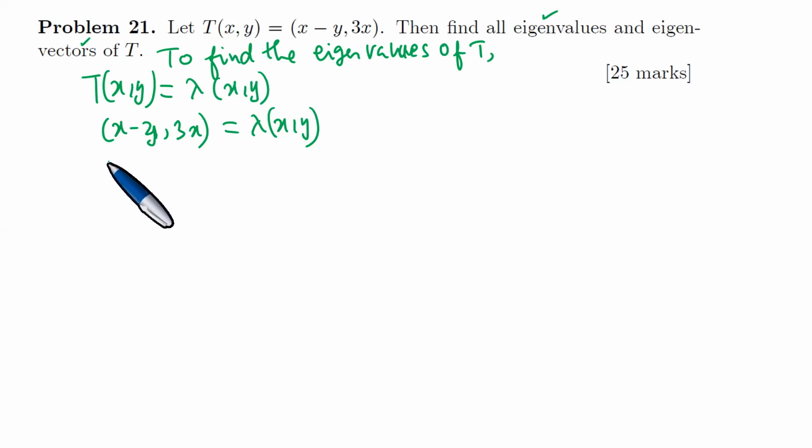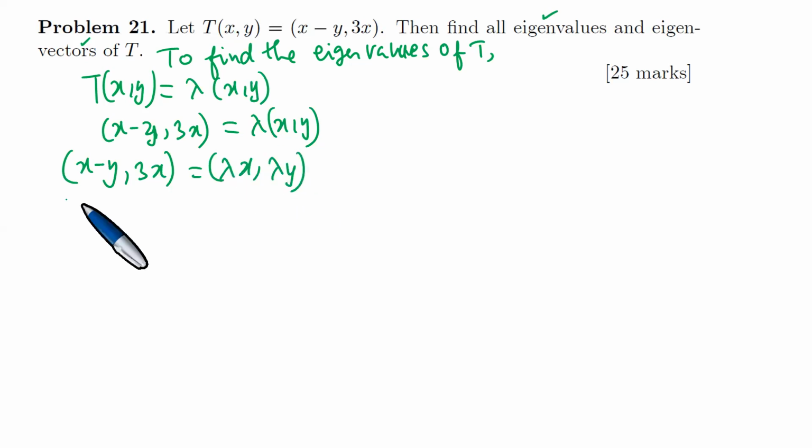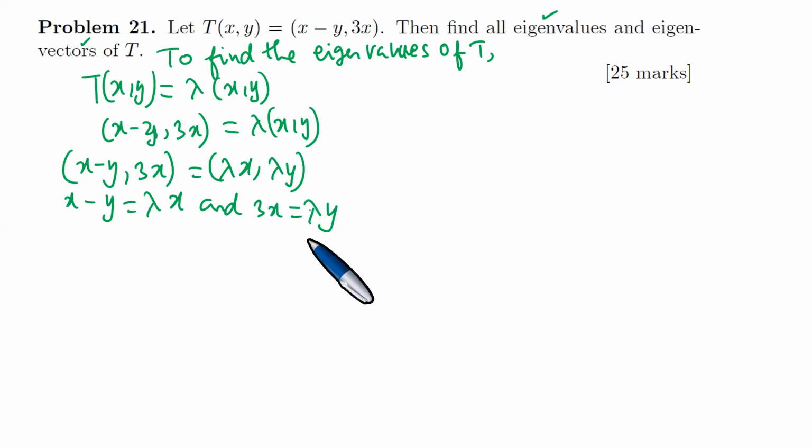So what is the answer to this? At this point you can proceed as follows: (x minus y, 3x) is equal to (lambda x, lambda y). These are exam type questions, the kinds of questions you'll expect to meet, and that is what I was putting together. So you compare the components: the first component equals the first component, and simultaneously the second component equals the second component, which is lambda y.